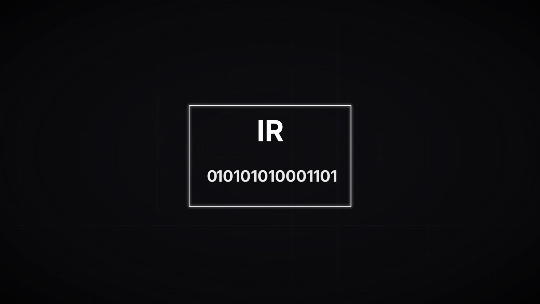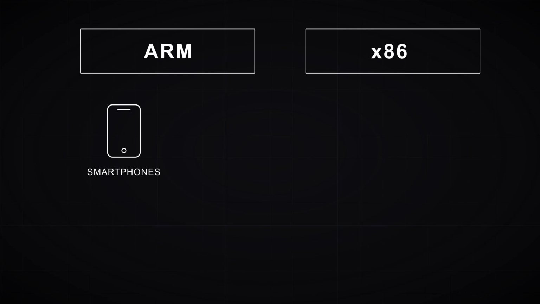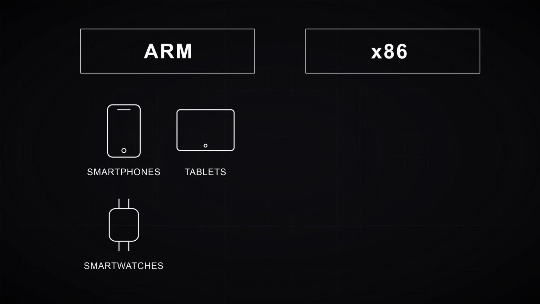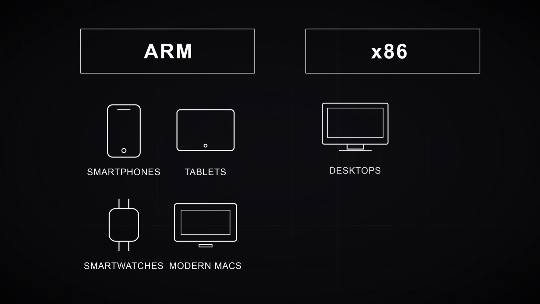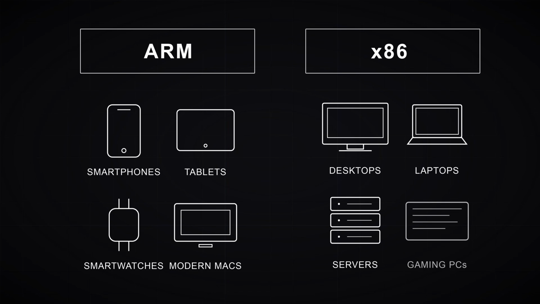The arrangement of these bits isn't random. It follows a specific pattern. Which pattern depends on the processor architecture. There are 2 big ones: ARM and x86. ARM is what you find in pretty much every smartphone, every tablet, every smartwatch, and these days, in modern Macs too. x86 is what Intel and AMD build. That's what's running in your desktop, your laptop, in servers, in gaming PCs. The exact way bits are arranged inside an instruction is different between them.